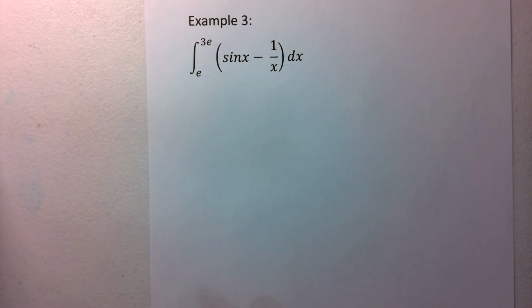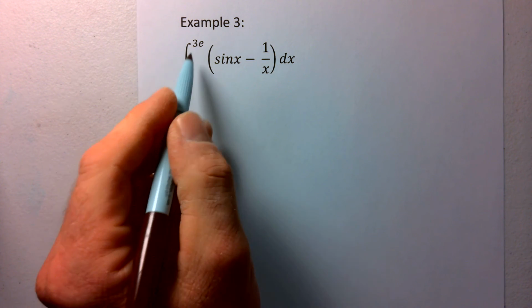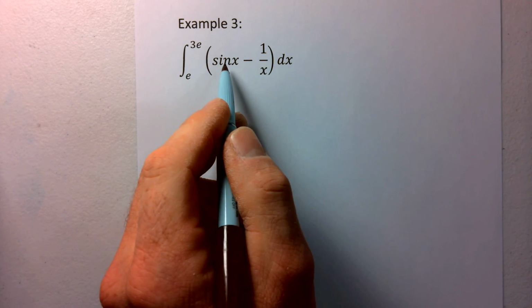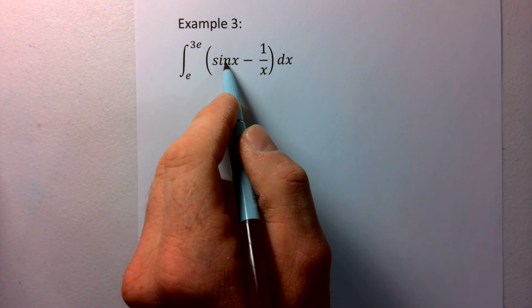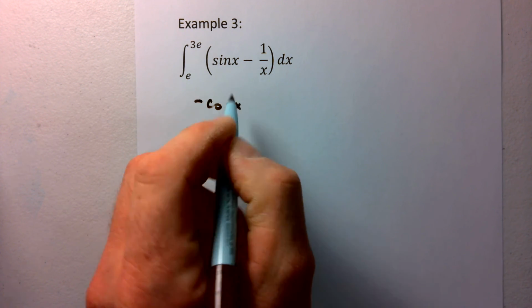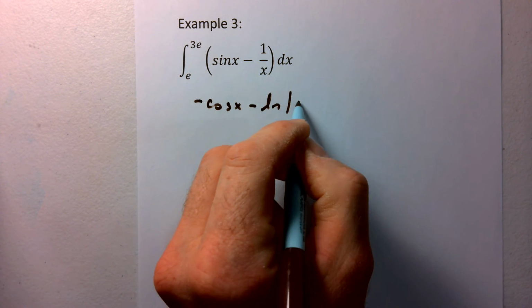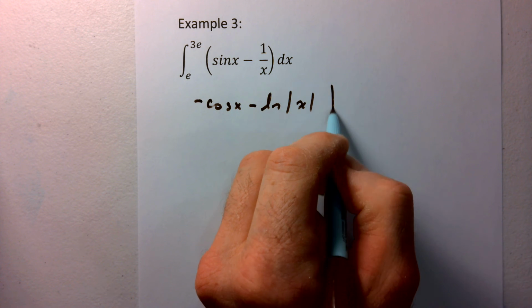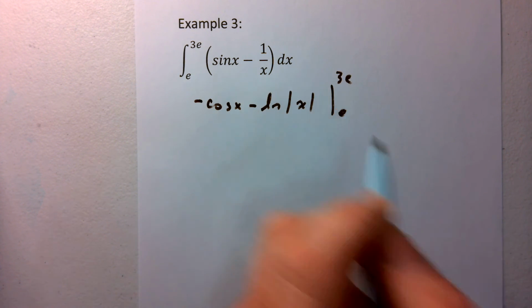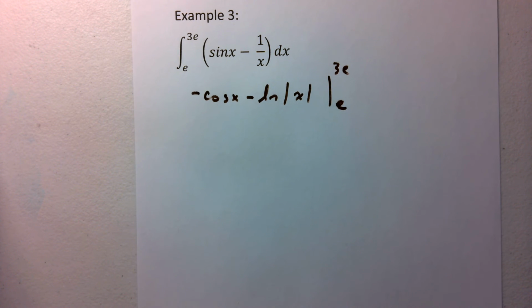And then finally, example 3, and then we're going to call it a day here. We have the integration of the sine of x minus 1 over x from e to 3e. So I know the integration of both of these individual parts. The integration of sine is negative cosine of x. Integration of 1 over x is the natural log of the absolute value of x. And I'm going from e to 3e.